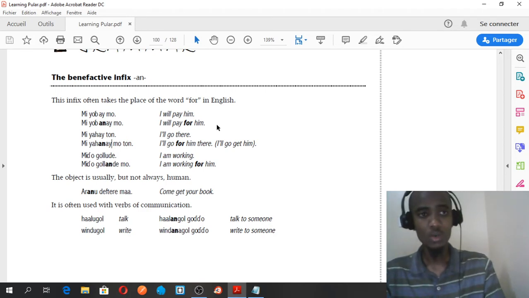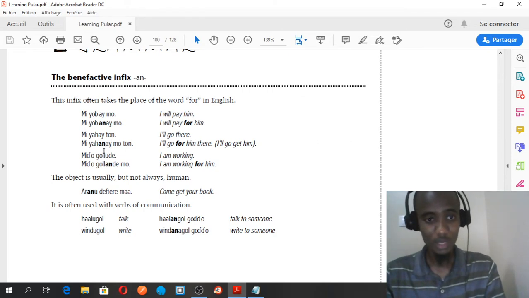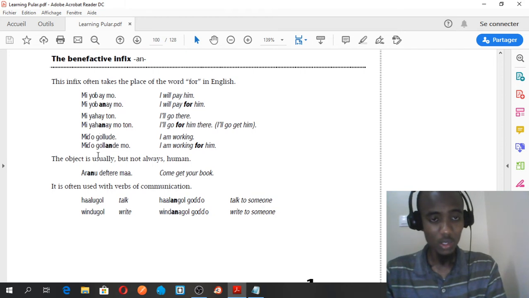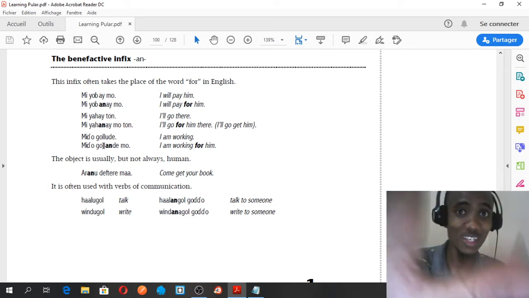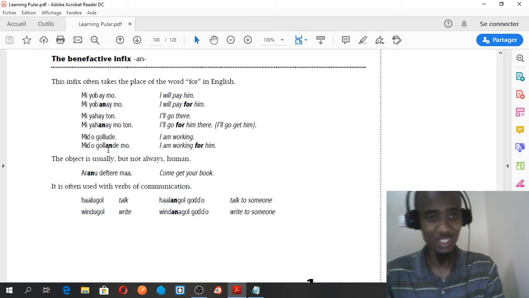Oh, this mosquito is a nightmare. Mosquitoes, oh man. Mosquito is called sonsoli, by the way. Sonsoli means mosquito.